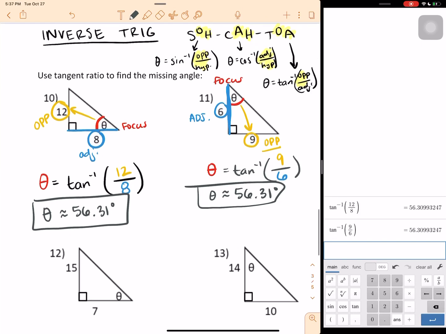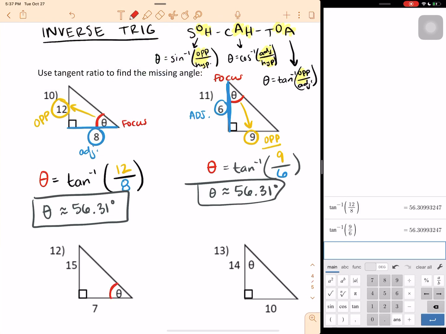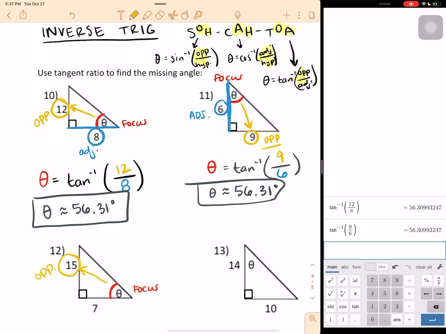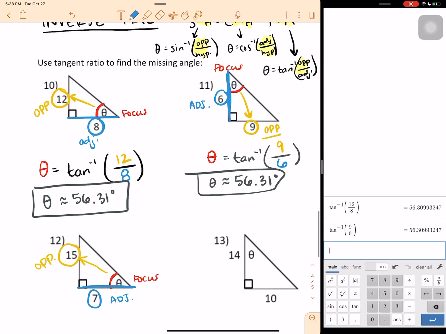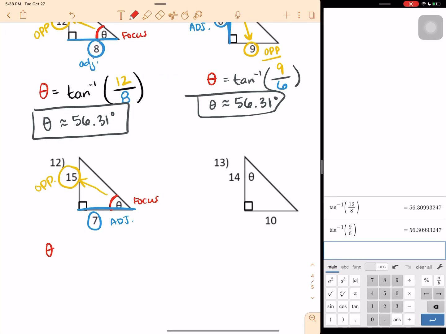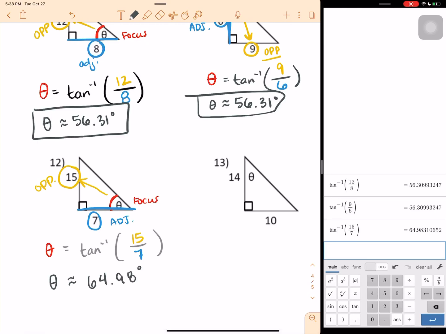All right, so once again, here we have number 12. I'll try to keep that up here so we can still see it. So this is the focus. We're solving for theta there. Across from the focus is the opposite side, 15. Touching both the focus and the right angle is the adjacent side, which here is 7, okay? So here again it is tangent. So my focus angle, theta, is equal to the inverse tangent of my opposite over adjacent. So if I do my calculator, the inverse tangent of opposite over adjacent, I'm going to get 64.98 degrees. So my theta is about equal to 64.98 degrees. And that's it for that one.